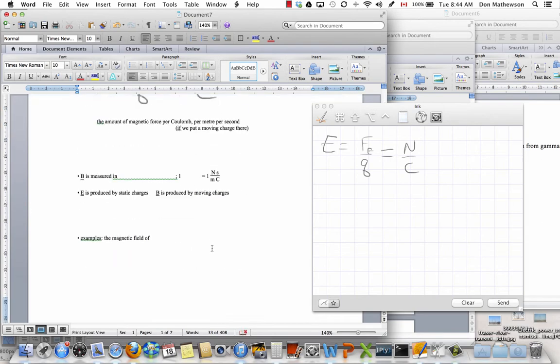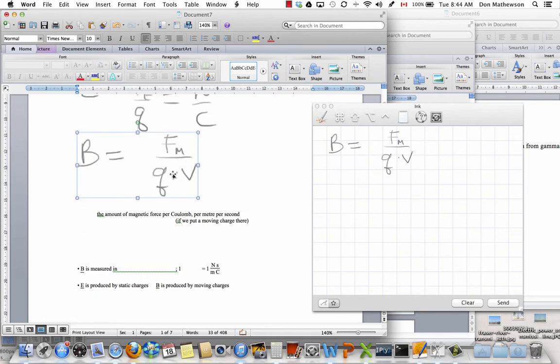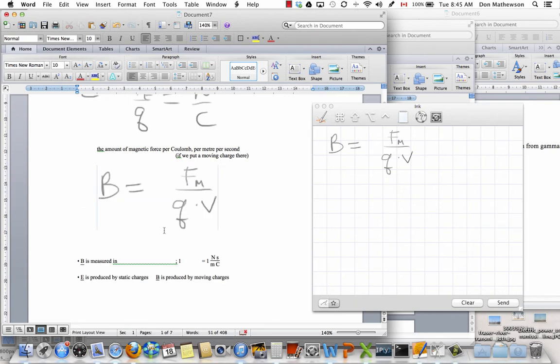And now finally, a third field, the magnetic field. B is the unit for magnetic field intensity. And that's a ratio of magnetic force to a charge, but also a velocity, since in order to experience a magnetic force, you have to be moving. Put that in the right spot here. There we go. So unit-wise, what have we got?